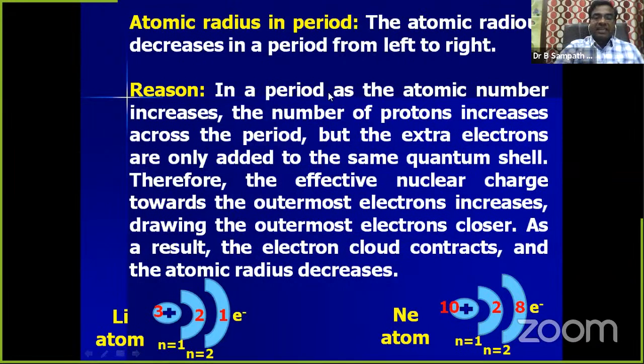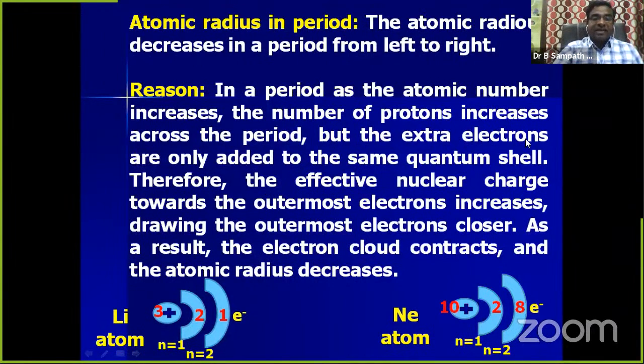Now, in a period, as the atomic number increases, see here, this is the second period elements I am comparing. From left to right, the atomic number increases. Here atomic number 3, here atomic number 10, that is neon. The number of protons increases across the period. See children, here atomic number 3, that's why 3 protons. But here atomic number 10, that's why 10 protons are present in the nucleus of the neon atom.